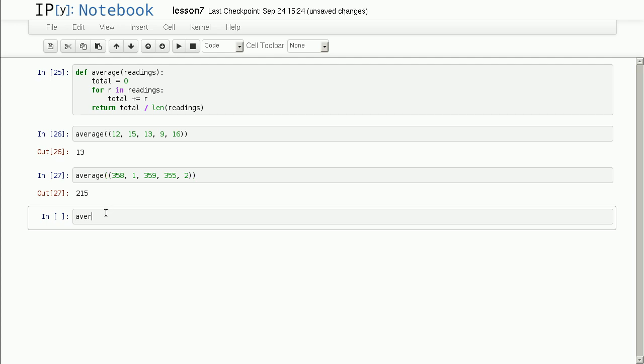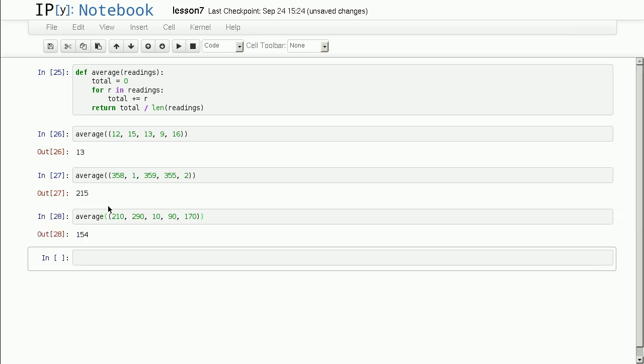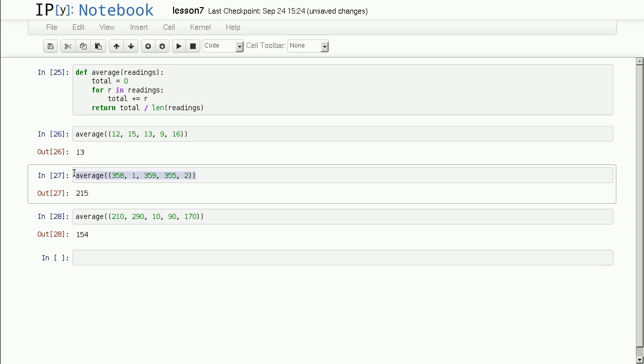Let's try the third one. The third set of numbers I asked you to try was 210 degrees, 290 degrees, 10 degrees, 90, and 170 degrees. And these are kind of all over the place. And the result it gives us is 154. Off the top of my head, without doing some more math or drawing this out on a piece of paper, I can't really say how good a result that is. So we clearly have a problem here with this particular set of inputs.